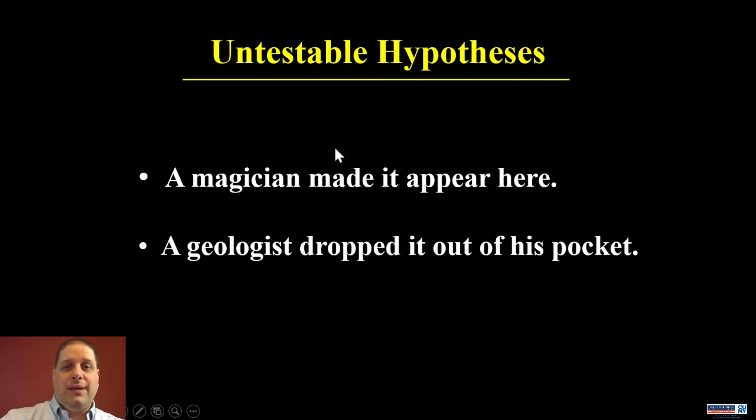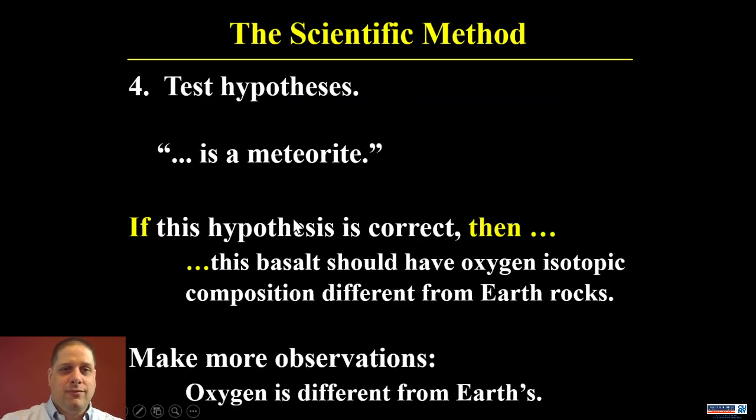So, some untestable hypotheses, right? A magician made this rock appear here. That could be true, right? Someone could have, who knows. But there's no way for us to even get at that. There's no way for us to test it. Or it could be that another geologist had picked it up at another site and dropped it here out of his pocket. It could be true. Certainly it does happen. We know stuff like that happens where people carry objects from one place to another and randomly leave them. But there's no way for us to test it. So it's inaccessible in a way to science, even if it's true.